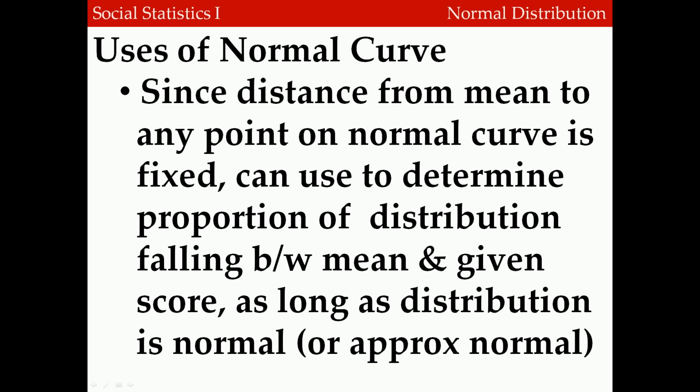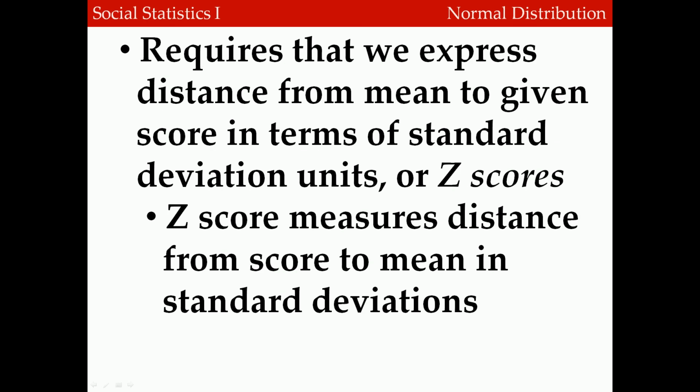Well, since the distance from the mean to any point on the normal curve is fixed, we can determine what proportion of the distribution falls between the mean and any given score, as long as we have a variable that's normally distributed, or at least approximately normally distributed. And that requires that we express the distance from the mean to any given score in terms of standard deviation units, or z-scores.